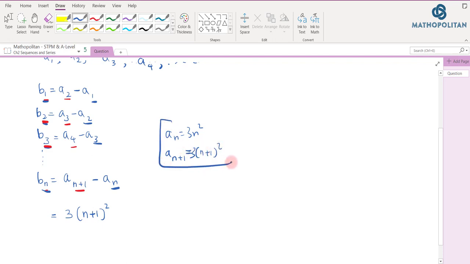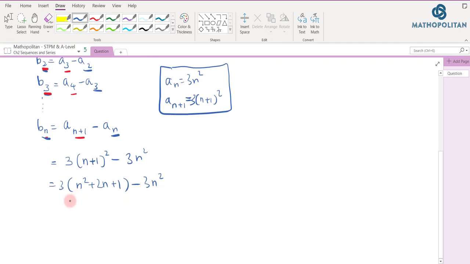Right, so this is just a note here. Now, we minus 3n squared. We expand the bracket, so this is 3 times n squared plus 2n plus 1, minus 3n squared. Expanding gives 3n squared plus 6n plus 3 minus 3n squared. So we can cancel off 3n squared here, and that leaves us with just 6n plus 3. So that answers the first part. B sub n is equal to 6n plus 3. That is B sub n in terms of n.